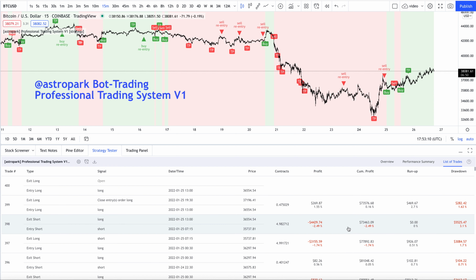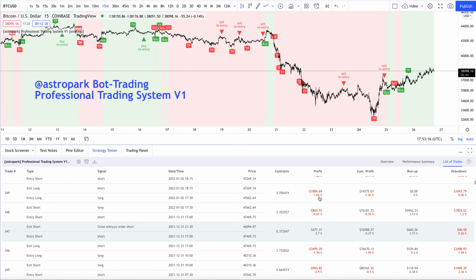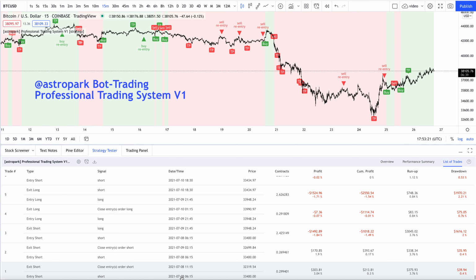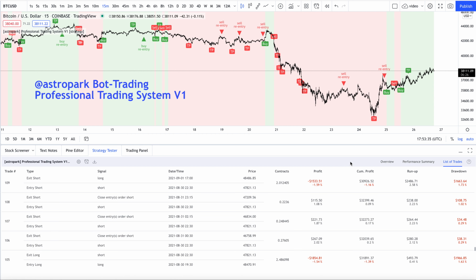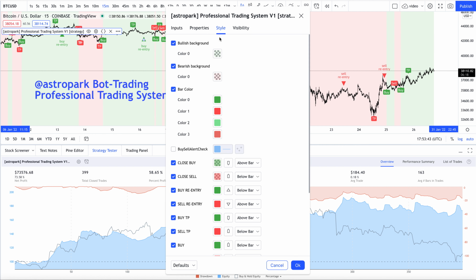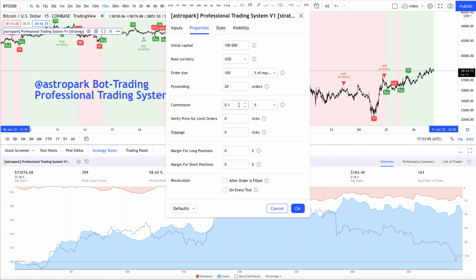You can see here the list of trades. The last trade was opened here. Backtesting starts, let's see, at the beginning of July. So July, August, September, October, November, December and January. So this is 6 months and a half. And the current net profit, of course, just for your knowledge, the commissions are included.